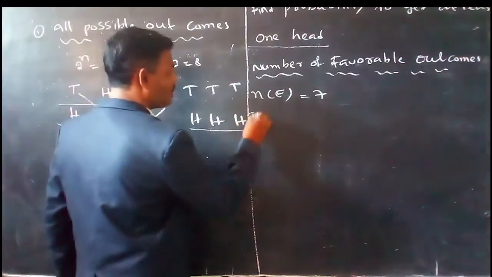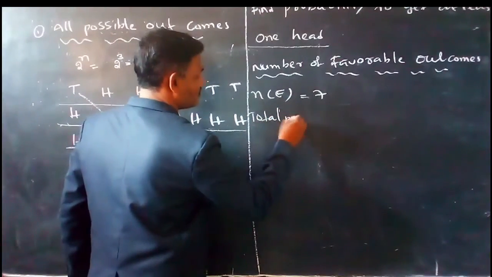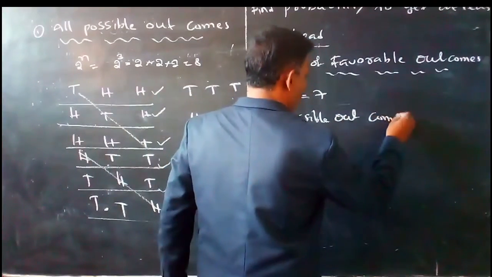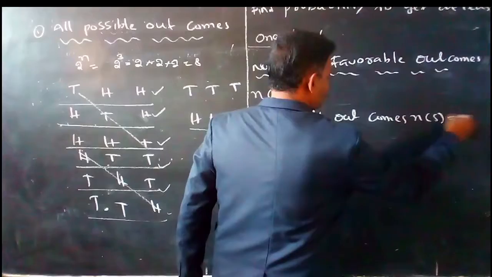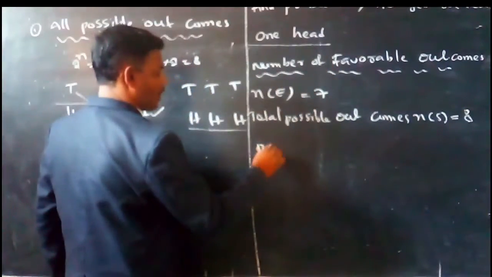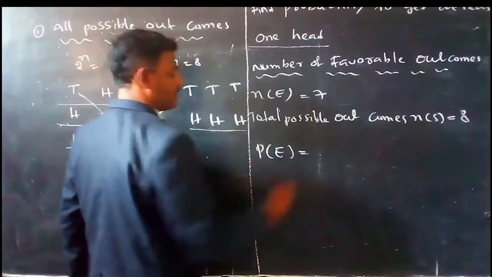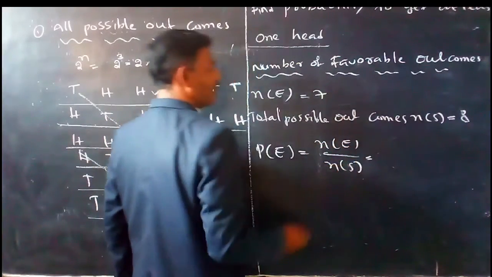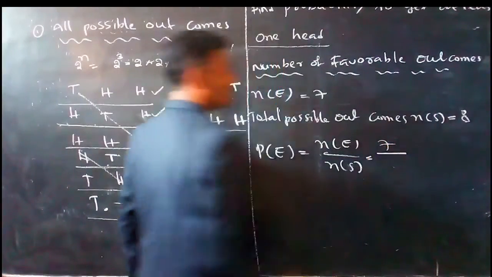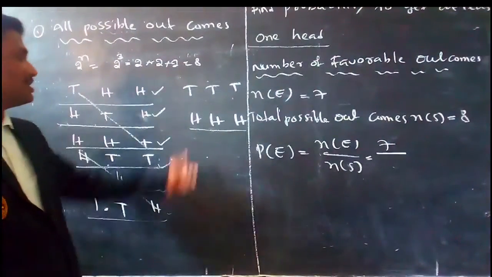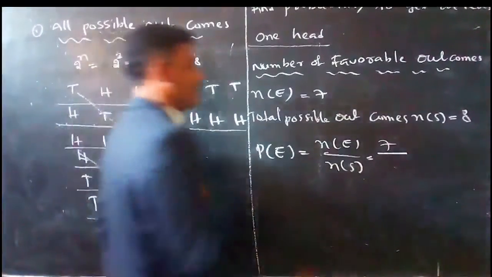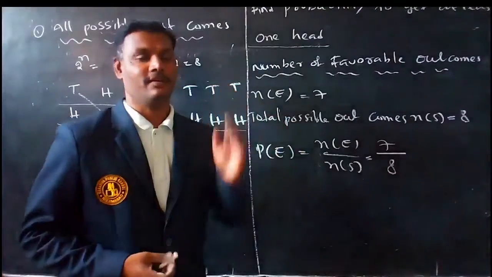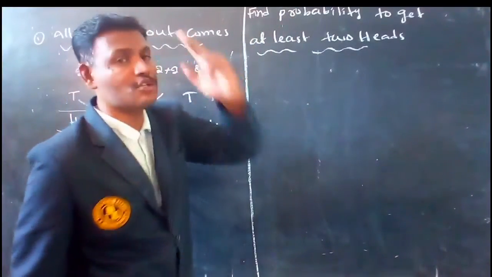Then total possible outcomes, N of S is equal to 8. Then probability of an event is equal to, what is the formula? N of E by N of S. So out of 8 chances, we can take 7 chances. Why? Because in only one of the 8 chances there is no head. So 7 by 8. What is the probability to get at least one head? 7 by 8.